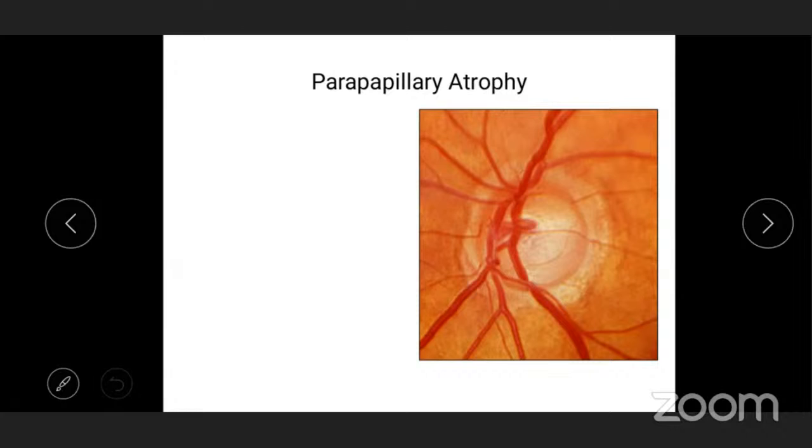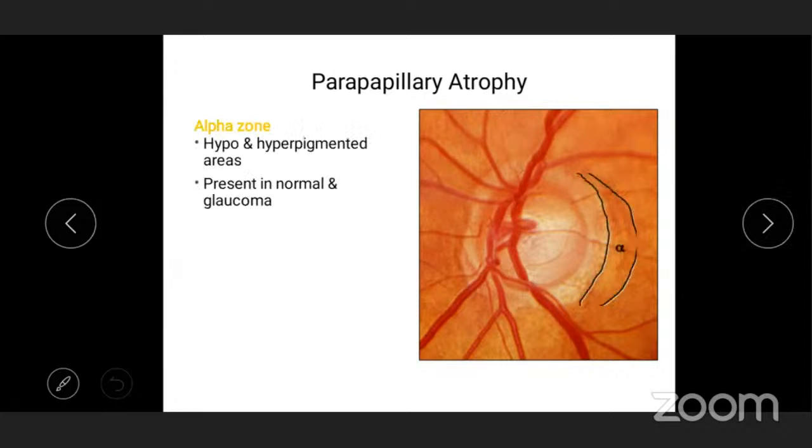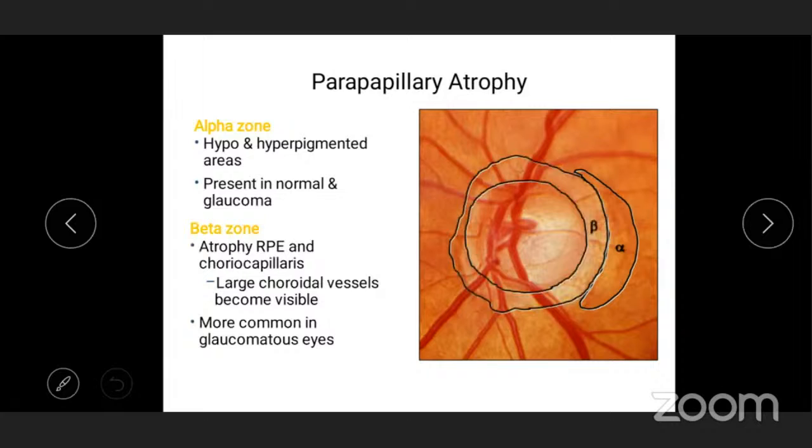Now, parapapillary atrophy has become of a lot of importance in the last decade because of what we have now defined. There are other zones also now defined, but just for easier comprehension today, the alpha and the beta zone. And which one is more important in glaucoma? Please remember it is the beta zone. And why? Because beta zone reflects the atrophy of the deeper layers of the retina, which are in the vicinity of the choroid. That is what the beta zone is. And the reason beta zone is more important than alpha zone is that it is more common in glaucomatous eyes.